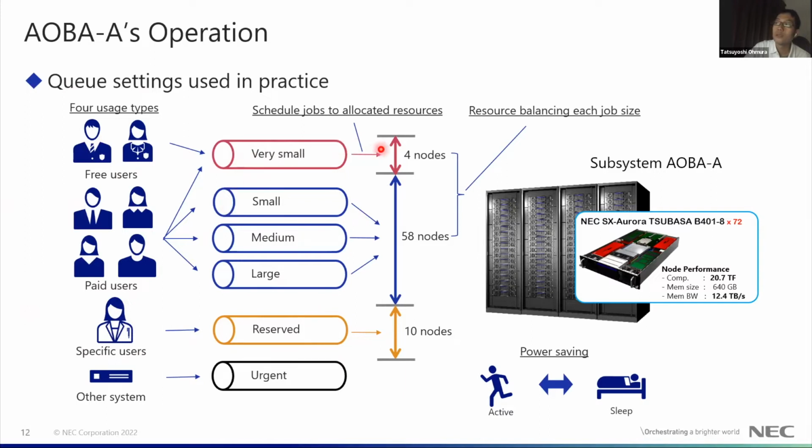4 nodes are dedicated to the free use of executing only very small jobs. 58 nodes are allocated for small, medium, and large jobs. If a queue is congested, the system administrator adjusts the resource balance of 6 nodes between free use and paid use to reduce queue congestion.